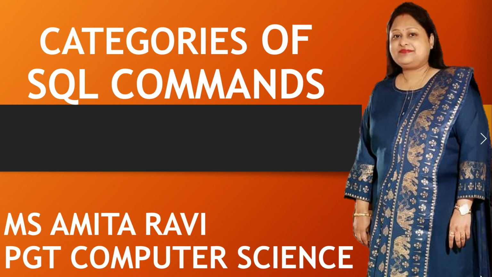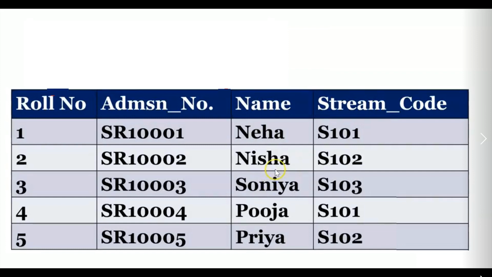In this video we would be discussing the categories of SQL commands. By now we have already discussed that the data collected in a database management system is stored in the form of a relation, also known as a table. A table consists of attributes, which are columns, and tuples, which are rows. For creating these attributes and tuples, we certainly need some or other commands.